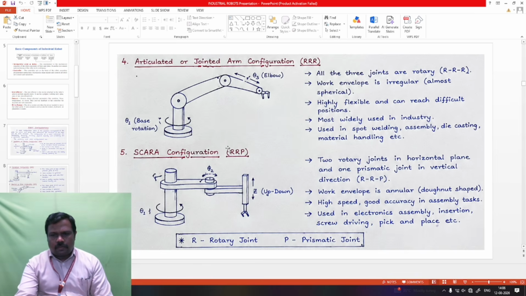SCARA configuration robots. The SCARA configuration robot has two rotary joints in the horizontal plane and one prismatic joint in the vertical direction. The work envelope of this type of robot is annular. This type of robot has high speed and good accuracy in assembly tasks, and is used in electronic assembly, screw driving, and pick and place robots.